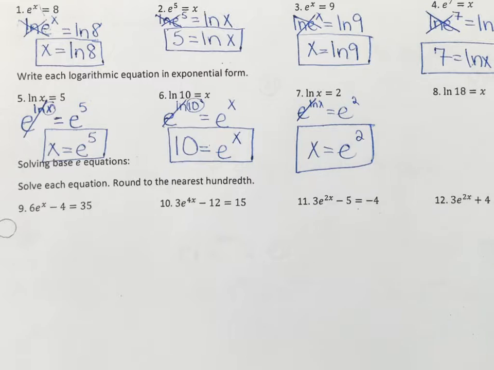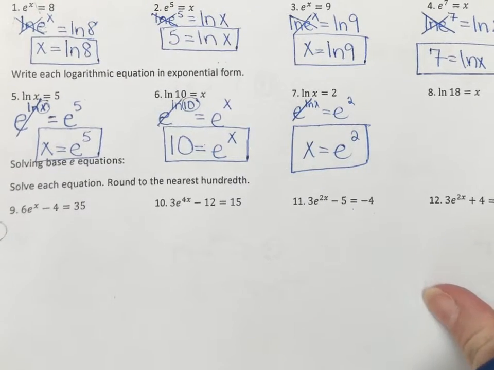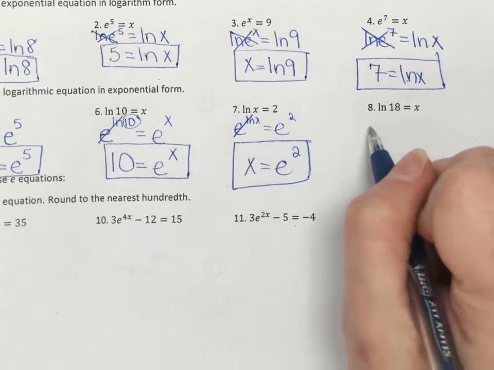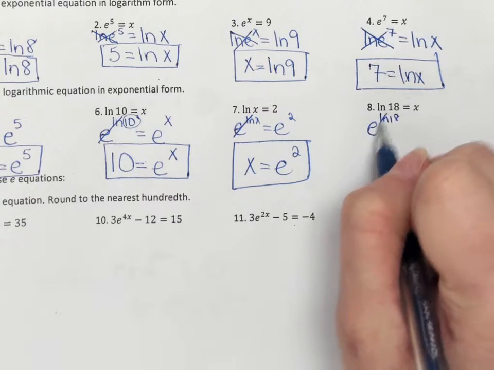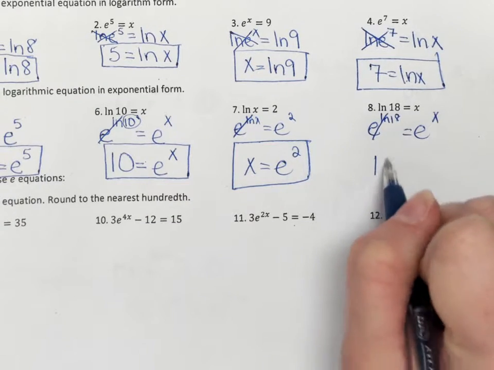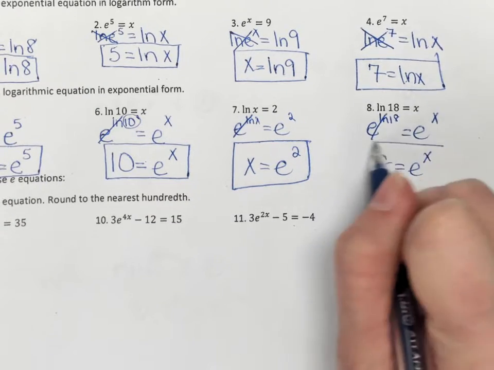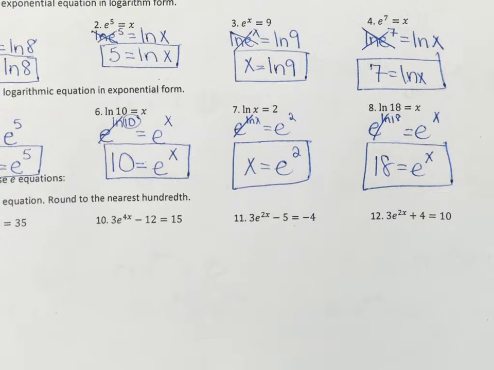All right, what about number 8? What'd you get? 18 equals e to the x. Very good. Y'all okay? Anybody lost? Pretty easy. A little different, right? It's a little different, a little craziness, but it's not bad.